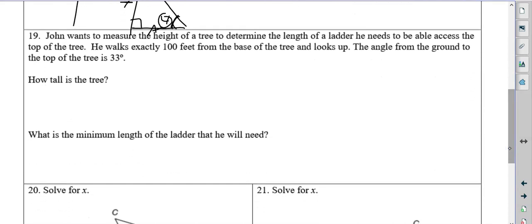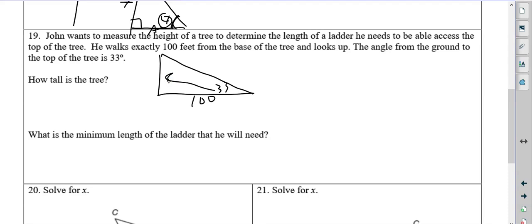John wants to measure the height of a tree to determine the length of ladder he needs to be able to access the top of the tree. He walks exactly 100 feet from the base of the tree and looks up. The angle from the ground is 33. How tall is the tree? So here's a tree. John walks 100 feet. The angle from the ground is 33 degrees. We're trying to find the height of the tree.